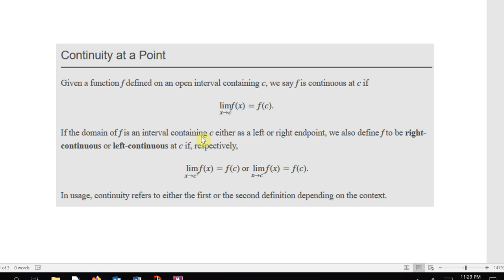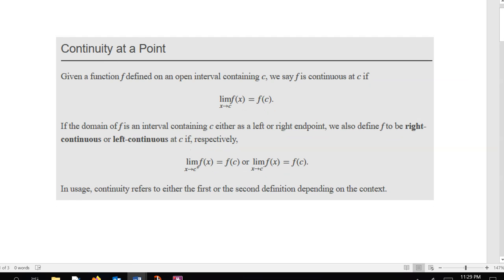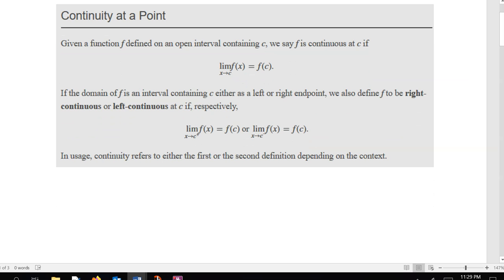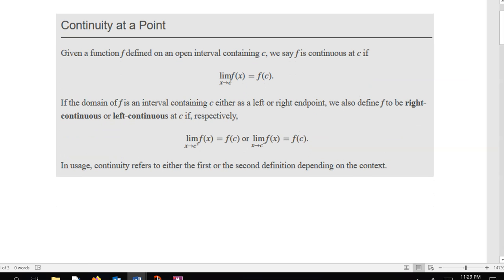So continuity in a nutshell only means that you've got a couple of things that happen for a point on the function. One, the limit has to exist. Two, the function has to be defined at that point. And three, the limit has to equal the function, right? So you've got those three things. So one, the limit exists.